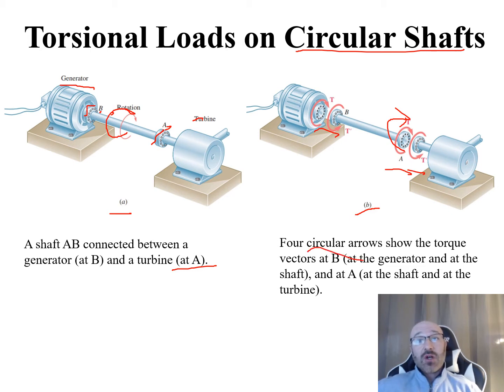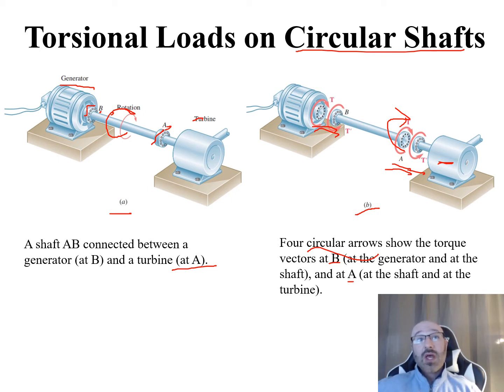So again, now we have these 4 different circular arrows showing the torque vectors at B, which is at the generator and at the shaft, and also at A, which is at the shaft and the turbine. So A is at the shaft and the turbine, B is at the shaft and the generator there. Now we have these curved arrows letting us know the directionality of our torque right there.